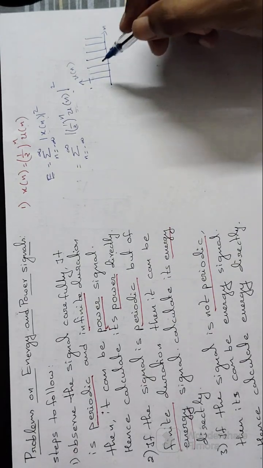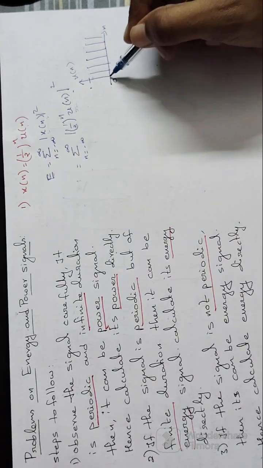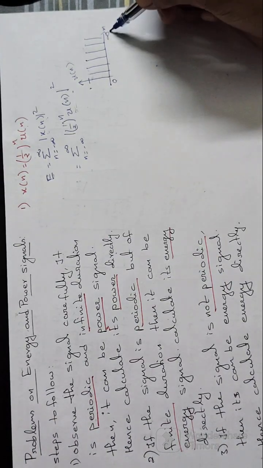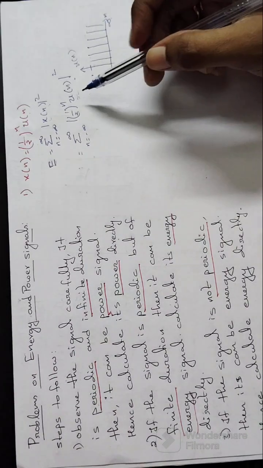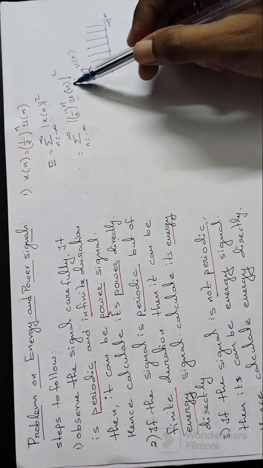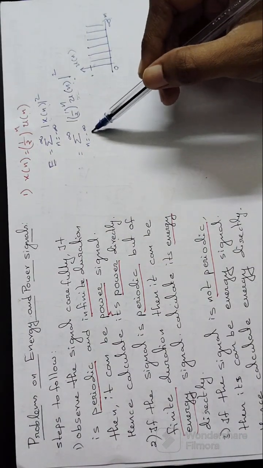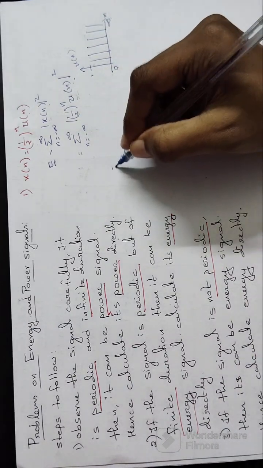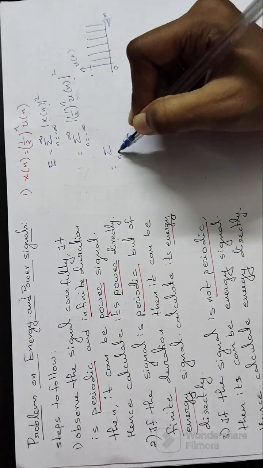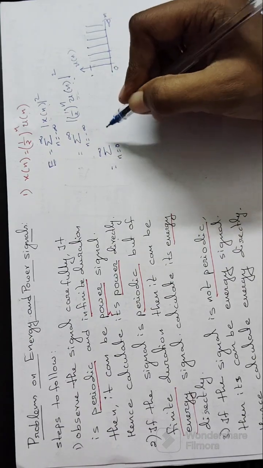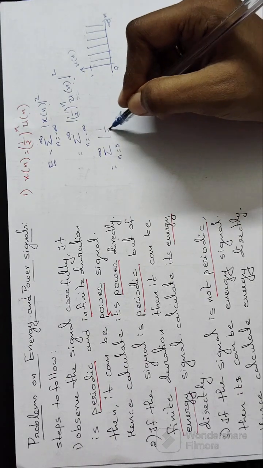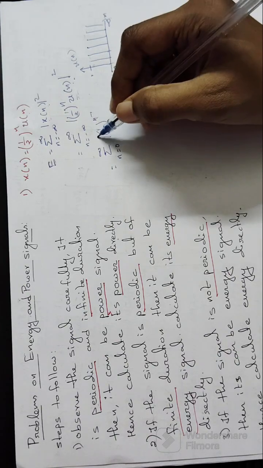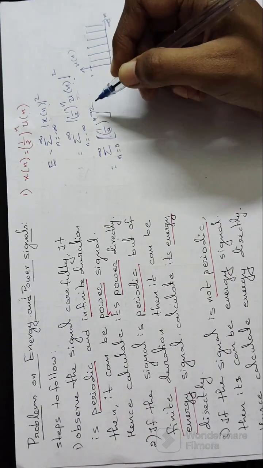So the limits of n for u of n are 0 to infinity, that is on the positive side. If you remove u of n, you have to change the limits to n is equal to 0 to infinity, because of the unit step signal. The remaining value is (1/2) to the power n whole square.